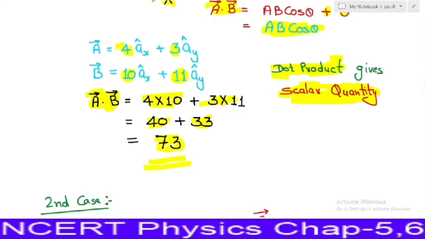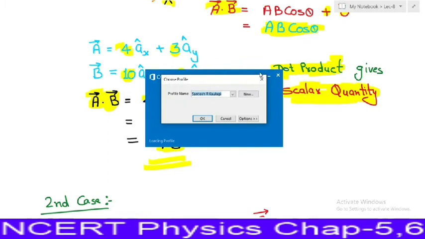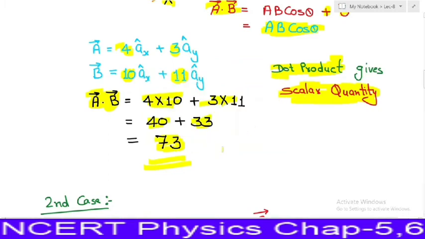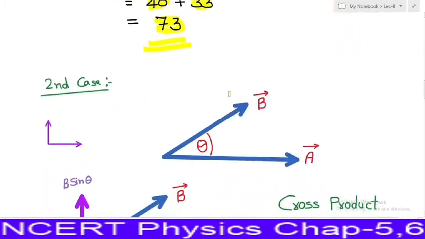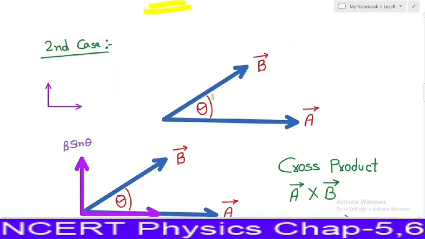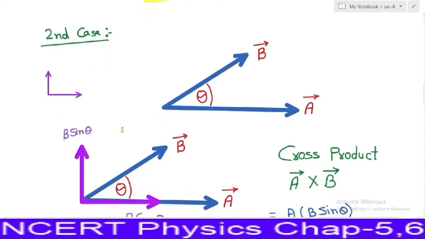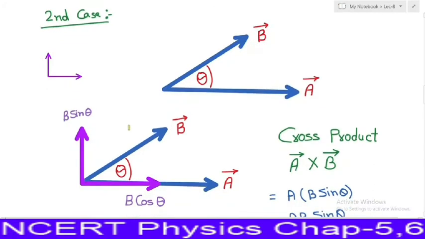Now we move to second type of multiplication that was possible if vectors are perpendicular to each other. And if vectors are not perpendicular to each other, then we have to take their components in such a way so that two vectors are perpendicular to each other. This type of multiplication of vector is known as cross product of two vectors. So finding the cross product of two vectors is also very simple.